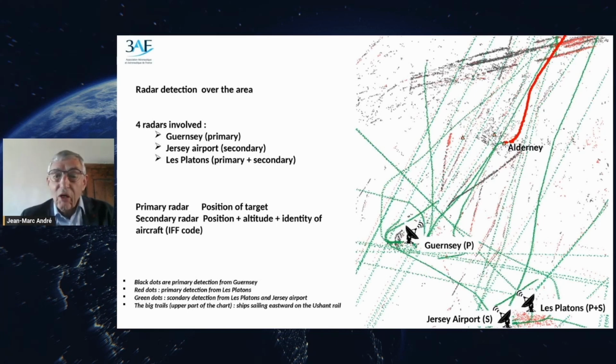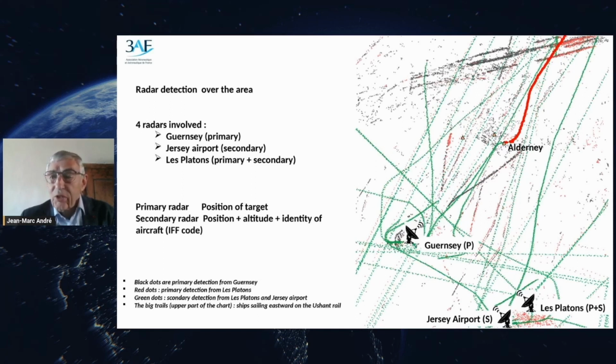Jersey Airport radar, at the bottom of the slide, is a secondary radar, and Les Platons, bottom and right, has two radars, a primary and a secondary radar. What is a primary radar? It's a radar which operates in the basic mode of operation of radars. It gives the geographical position of the object it detects, but doesn't measure the altitude.